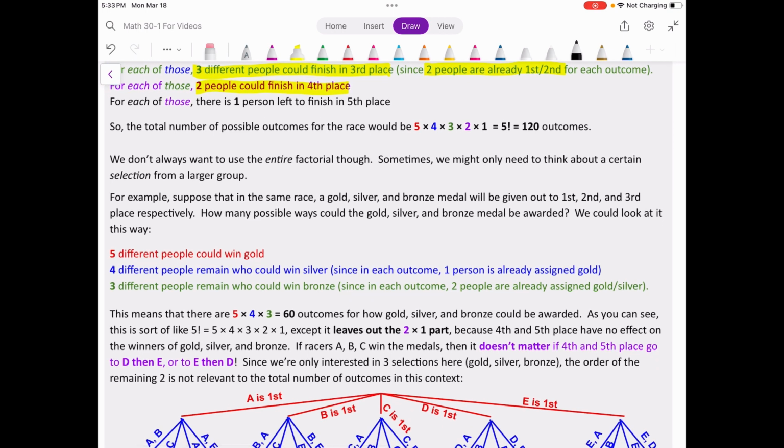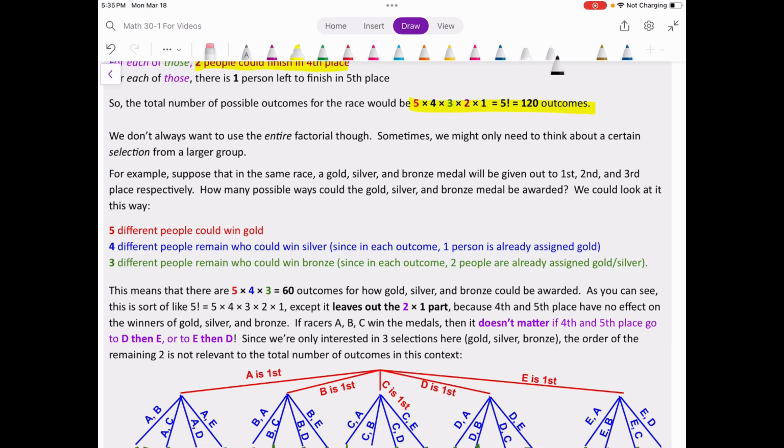Okay, so the total number of possible outcomes for this race, for who comes in first to fifth, would just be 5 factorial. 5 racers, so there's going to be 5 factorial, 5 times 4 times 3 times 2 times 1 ways to arrange them. Okay. Now, sometimes we're not interested in arranging all of the possible options. We just want to arrange a certain selection from a larger group, which means sometimes we don't always want to use the entire factorial. Okay, we might only need to think about a certain selection from a larger group.